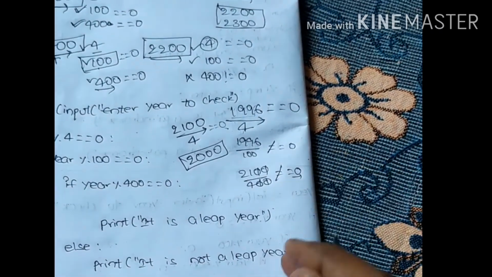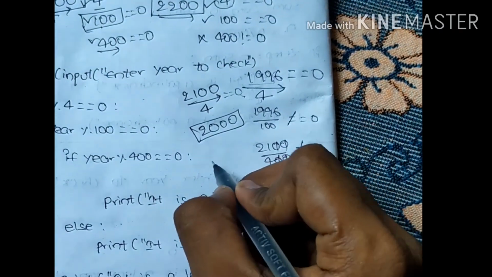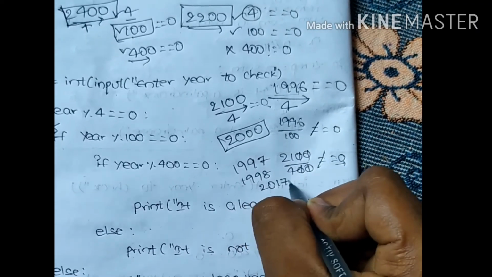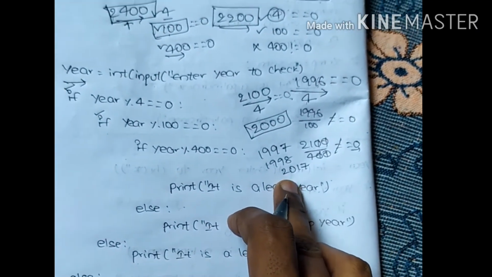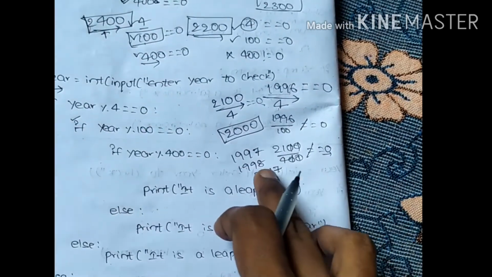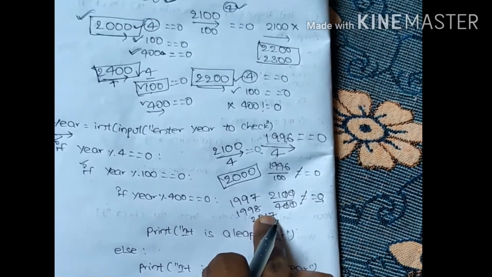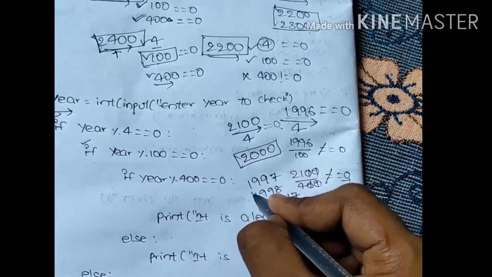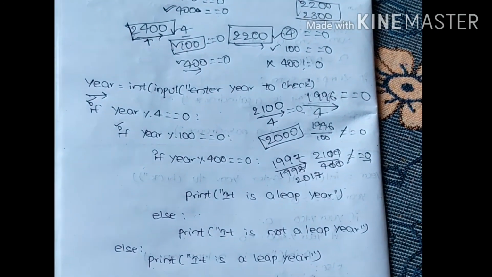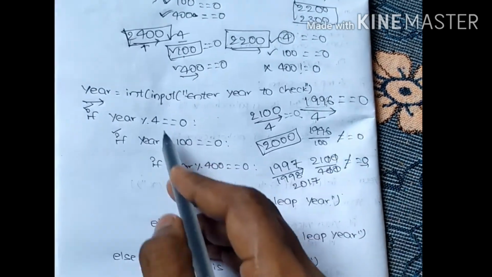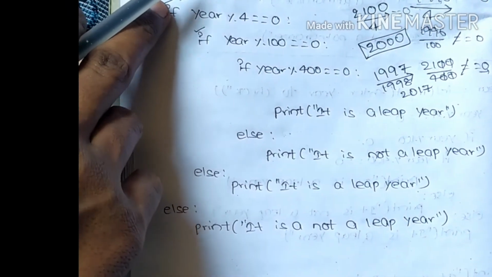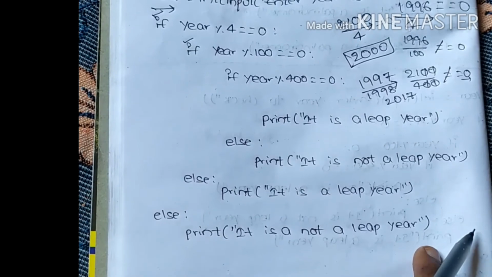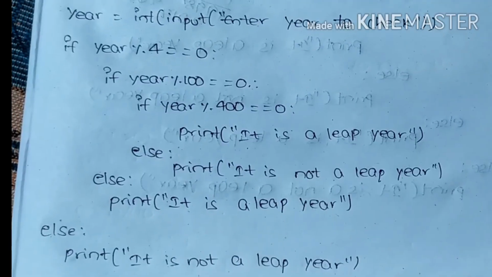If we enter years like 1997, 1998 or 2017, these years are not leap years. When the user enters such numbers, it checks the first condition: if the year is divisible by 4. Is 1997 divisible by 4? No, so the remainder will not be equal to 0. Then it won't go to this condition, it comes to the else condition and prints it is not a leap year. That's it. Here it is clear, right?